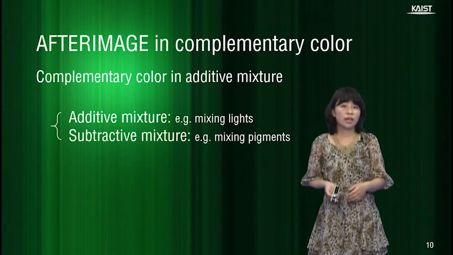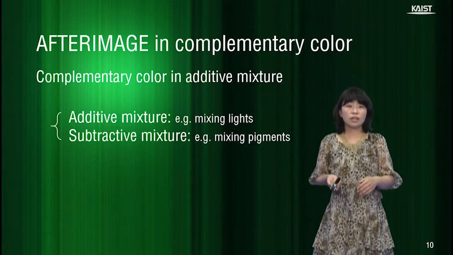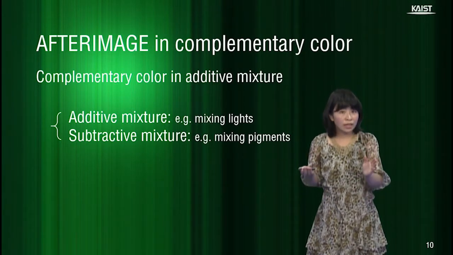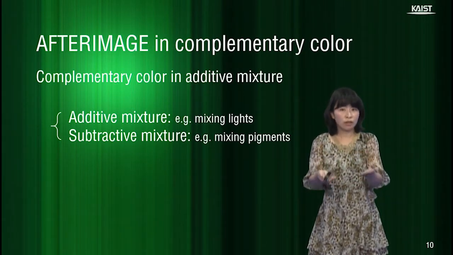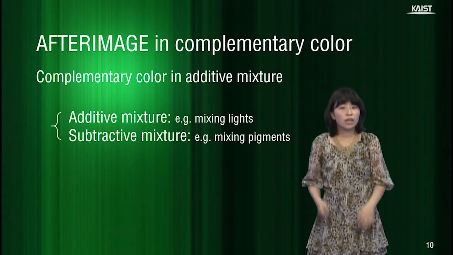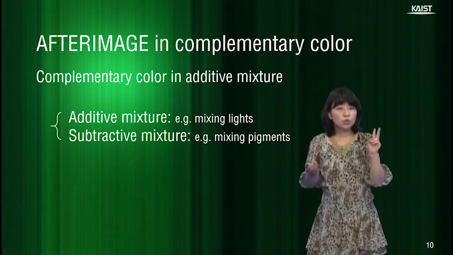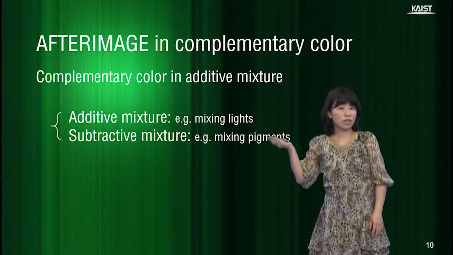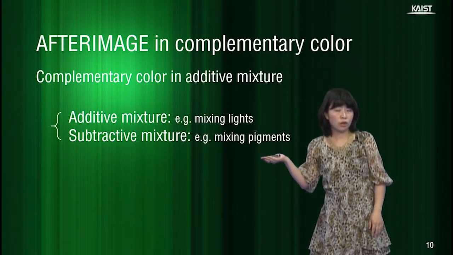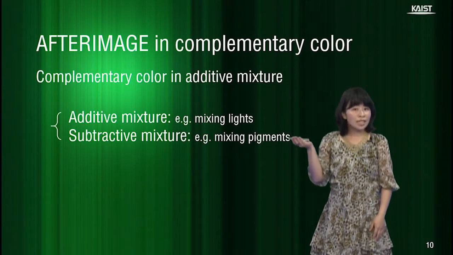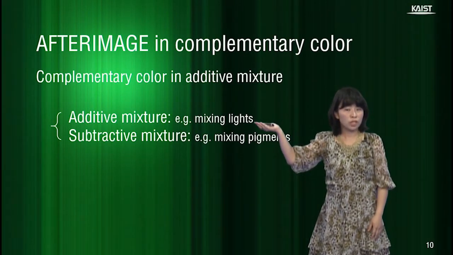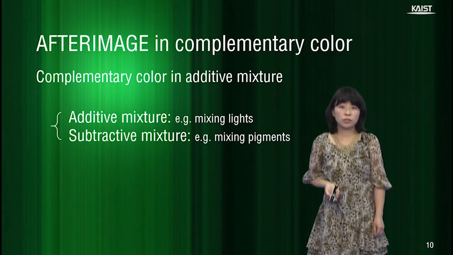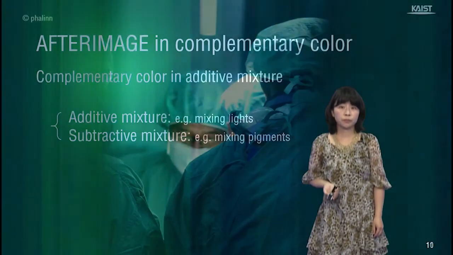On the contrary, in subtractive mixture, the complementary color is the color you make black if you mix it with the original color. Therefore, in color mixture, there are 2 ways. One is additive mixture, and the other is subtractive mixture. For instance, mixing lights corresponds to the additive mixture. But when you mix pigments, it corresponds to the subtractive mixture.